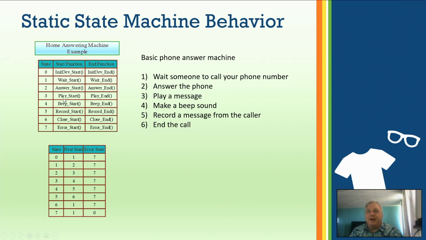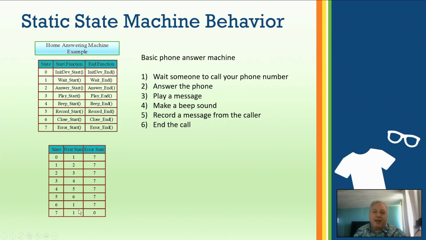So here are the routines that are defined to perform this task. And then here's the static state. It never changes. It's always this. We initialize the device. We wait for a phone call. If we have any errors, we're going to perform error handling functions, whatever that is. And then if everything was normal, we would wait for the call, answer the call, play a message, beep, and then record, and then hang up.